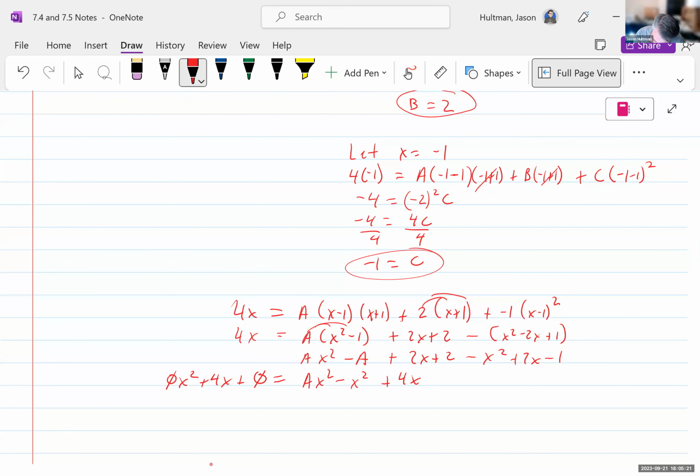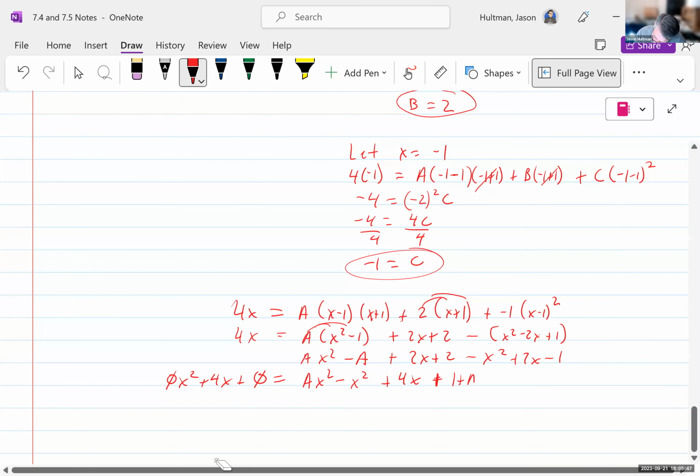And then plus, okay, let's group all of the constants. 2 minus 1 is 1. And so this is going to be 1 minus a is the constant term. Okay, 1 minus a. So if I factor out the x squared here, I get a minus 1 times x squared plus 4x plus 1 minus a.